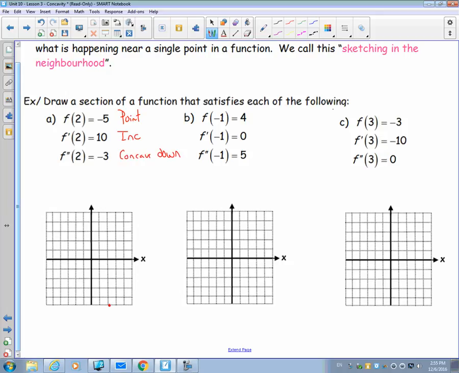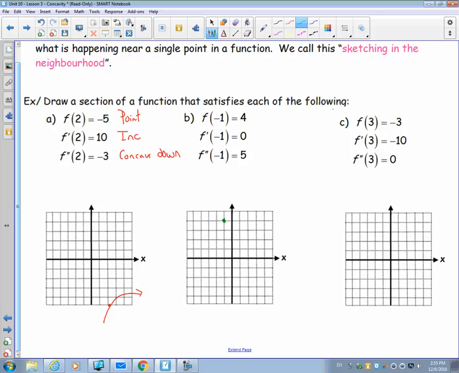So I need a function that's increasing, but concave down at that point. What does that have to look like? So it's got to be an increasing function at a decreasing rate. So I know it's got to go like this. It's going up, but it's not going up as steep all the time. It's getting less and less steep. And if we try the next one. The point is -1 and 4. That's right there. The derivative is 0.